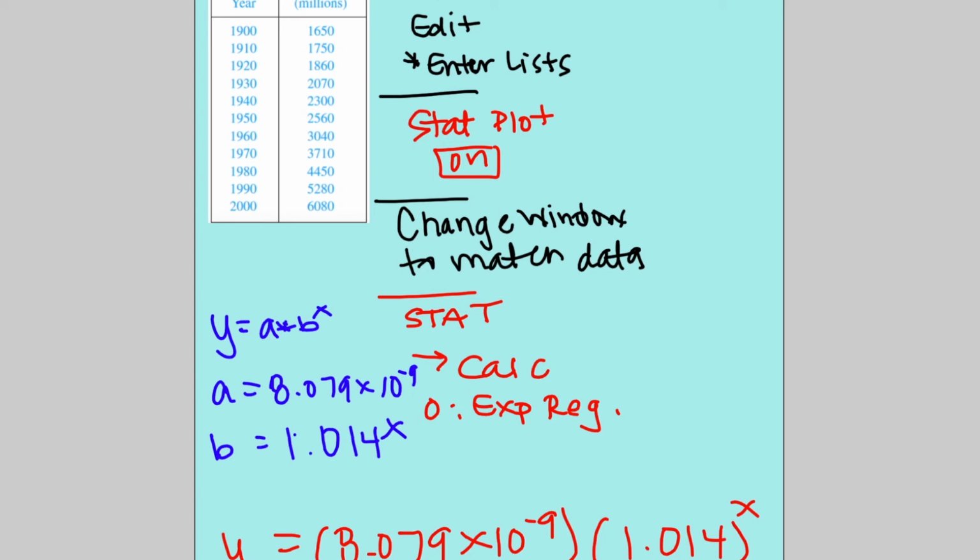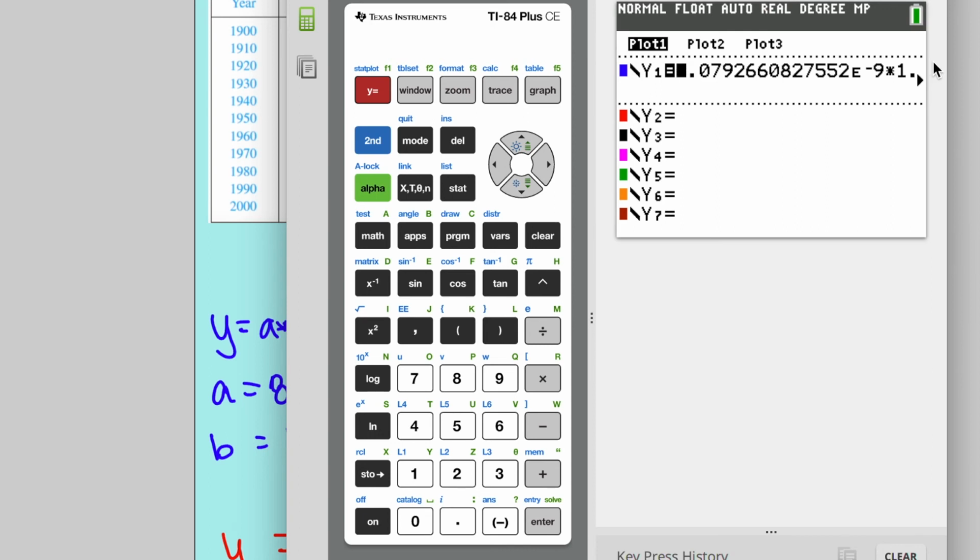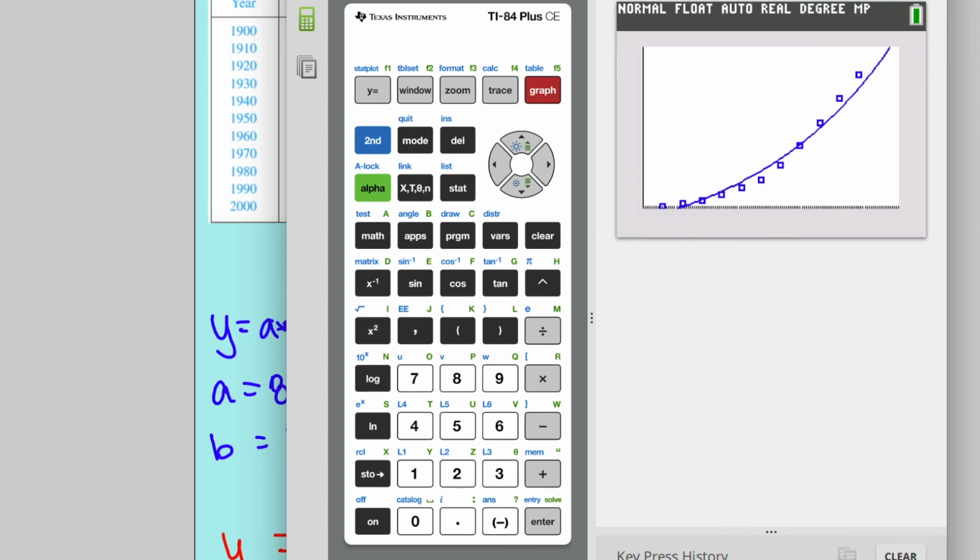What my calculator had done when I stored the equation was it put it in the Y equals for me. Okay, so if I hit Y equals, you'll see that that equation is written out here. Now when I hit graph, you guys should notice that there is a line going through it. Now that I have the exponential equation, I can actually predict what the population is in 2015.